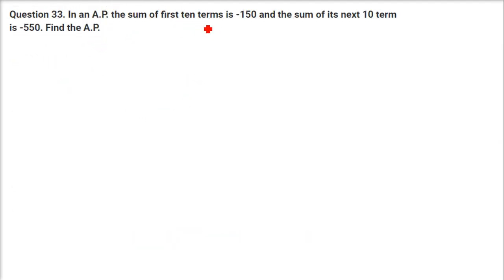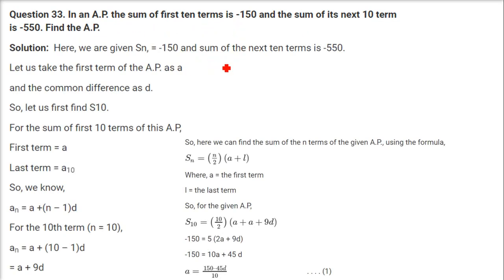In an AP, the sum of the first 10 terms is minus 150, and the sum of its next 10 terms is minus 550. Find the AP. What is given here is the sum of the first 10 terms, so S10 is given. This we can do by certain methods. We have already seen a method. So S10 is given as minus 150, right? And the sum of its next 10 terms.